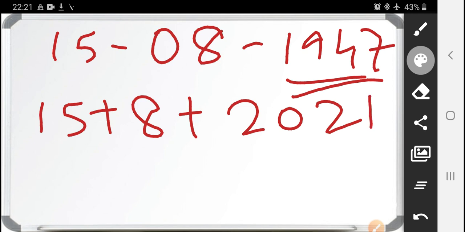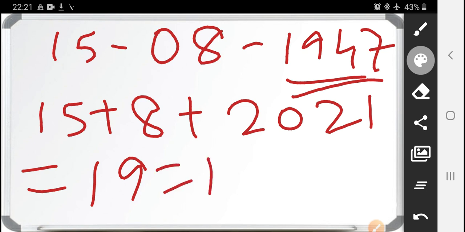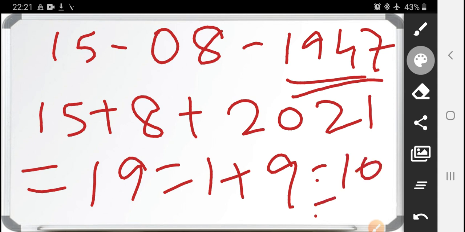To find out the personal number, if we add all these numbers, 1 plus 5 is 6, 6 plus 8 is 14, 14 plus 2 is 16, 16 plus 2 is 18, 18 plus 1 is 19. So the total number comes around 19. If we add 19 once again, 1 plus 9, the number is 10, so equal to 1 comes out. If we add 1 plus 0, 1 will be coming.